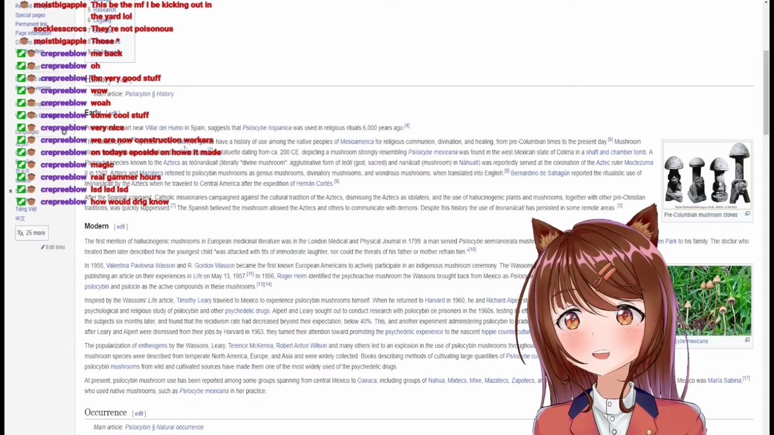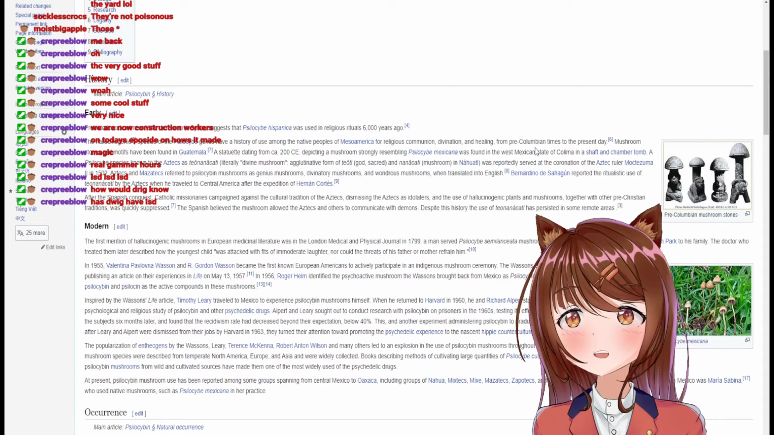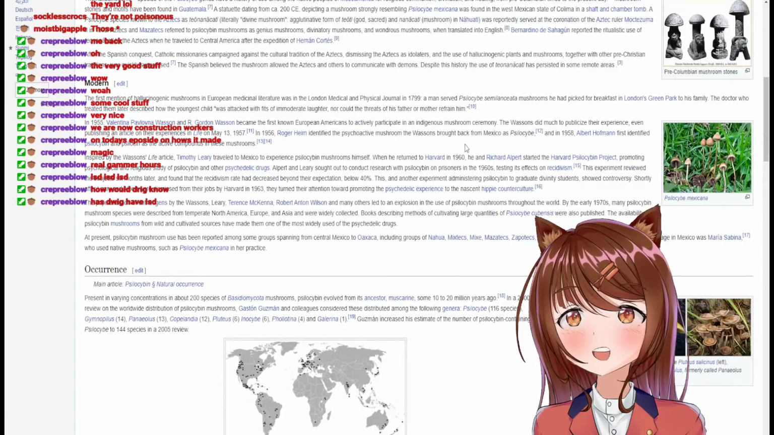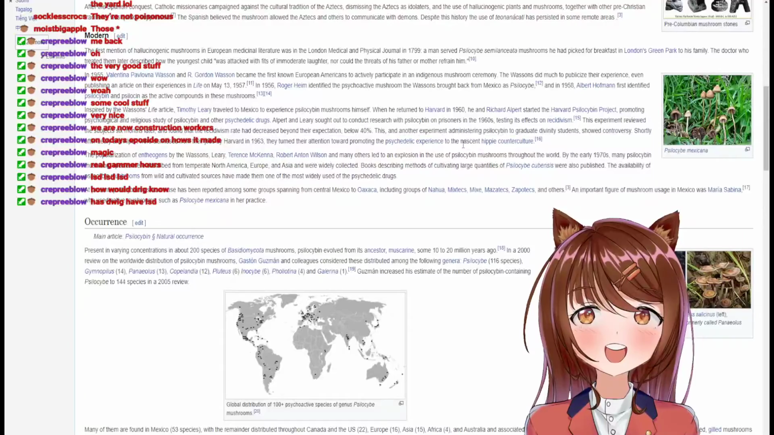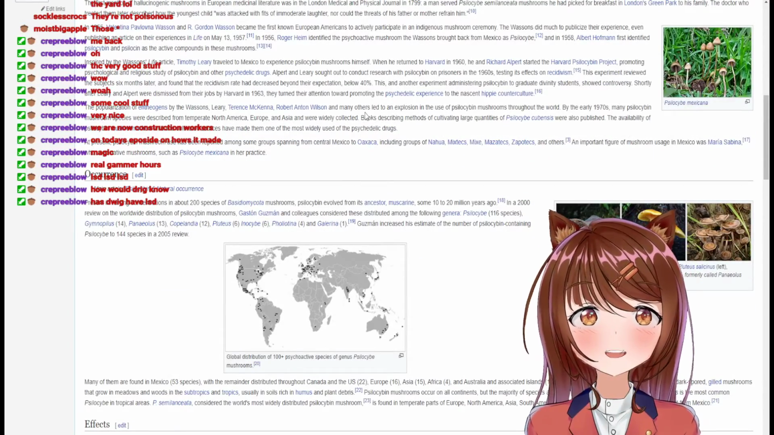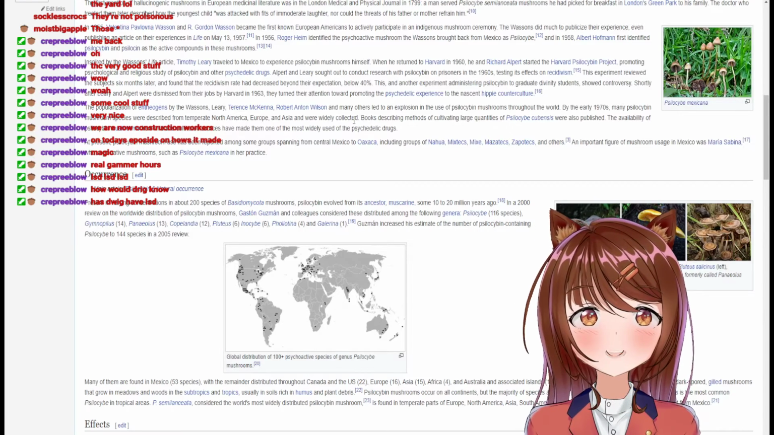The hallucinogenic species have been used by the Native American peoples of Mesoamerica for religious communion, divination, and healing. Okay. Modern times, gamer shrooms. Has Dwig had LSD? No. But I'm just gonna say that I know people that have had LSD and bad things have happened to them. So, not worth it.